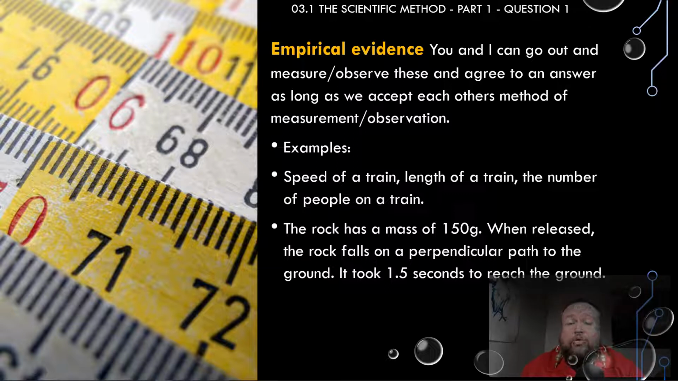And then you can also try to verify that yourself by doing similar things. So examples of empirical evidence are things like the speed of a train, the length of the train, and the number of people on the train. These are all things that are measurable and can turn into an actual quantity. We'd have to communicate how we are measuring speed and what the unit is, and the same thing with length and with the number of people, quantifying that.